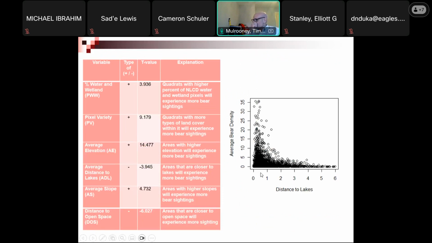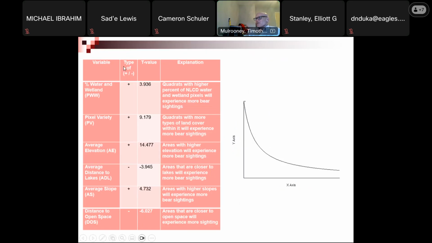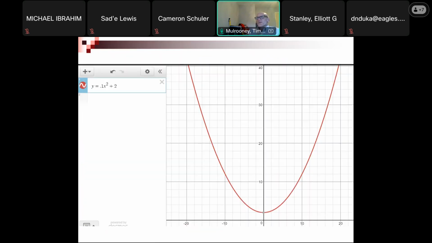And I did this in a programming language called R, which is distance to lakes, bear density. What is my bear density? If they're really close, I have really high density, and if it gets really far, the density drops. So this isn't linear, but it makes a nice little curve like this. And so we look at T values, which are attached to P values. We can look at these curves, because when we look at curves, we've got parabolas right here, right? We can fit equations to parabolas, because basically that's all we want to do.